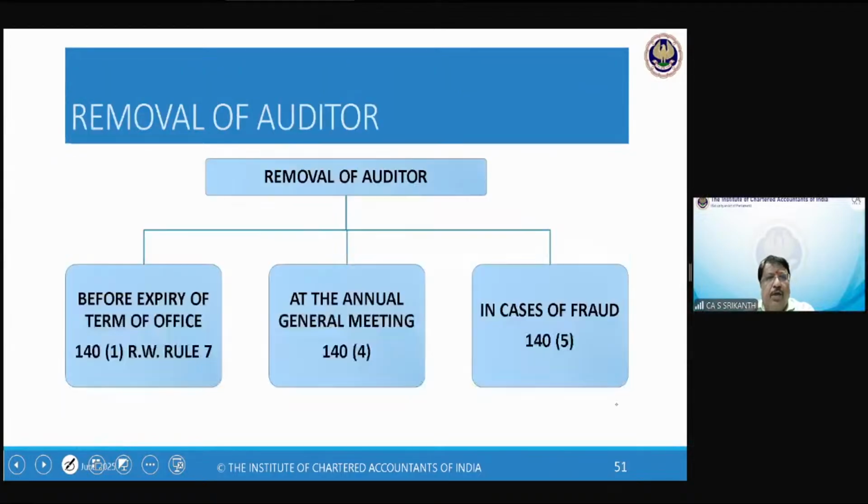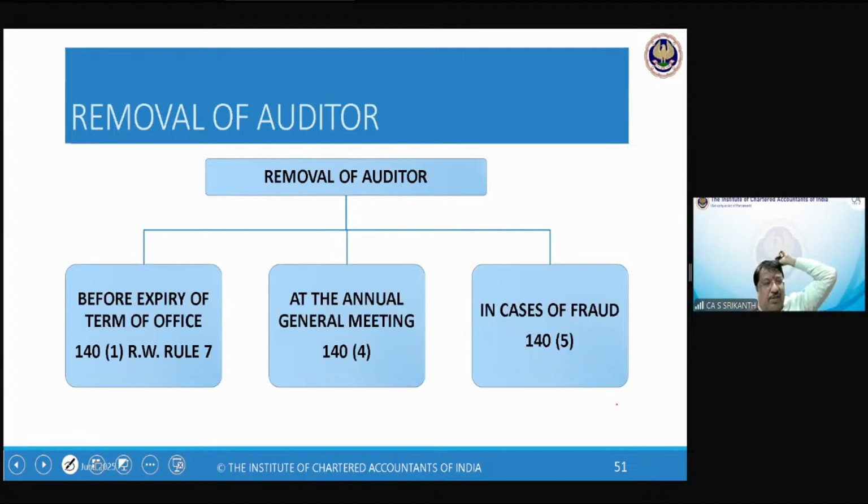Okay. Now, we have come to removal of an auditor. There are 3 categories. Before expiry of term of office, or at the annual general meeting. At the annual general meeting, when the existing auditor is retiring, you can propose another auditor. Before expiry, this is your category, where somebody was asking that question: the first auditor I appointed, now I want to appoint somebody else.